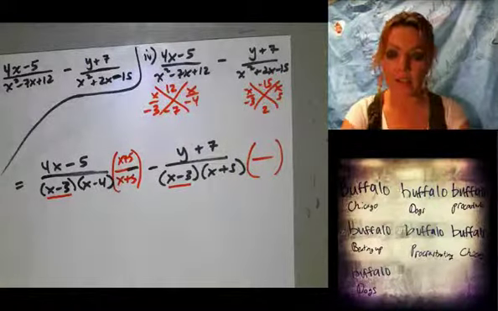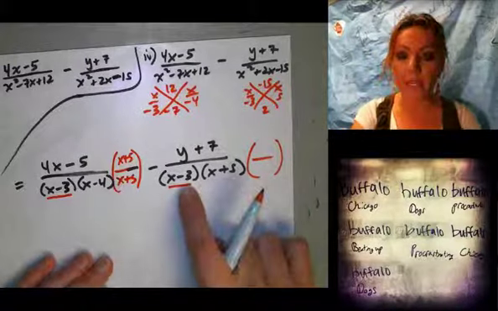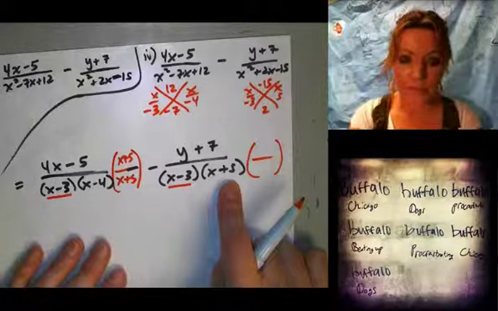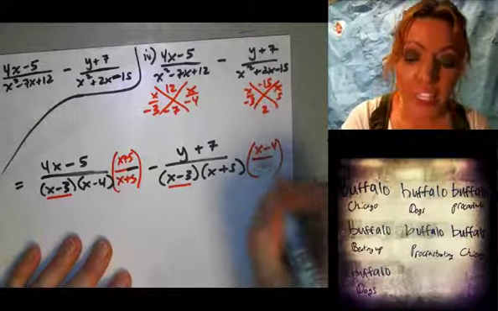Okay, this one has an x minus 3 and the x plus 5. It's missing a what? X minus 4.